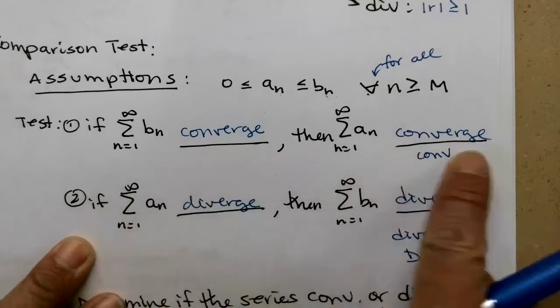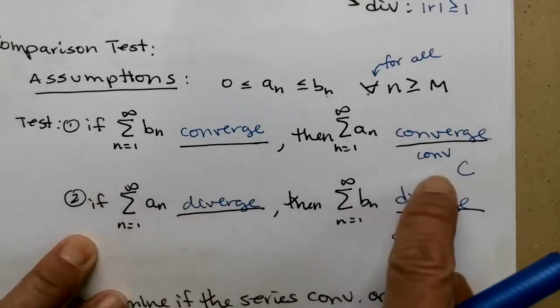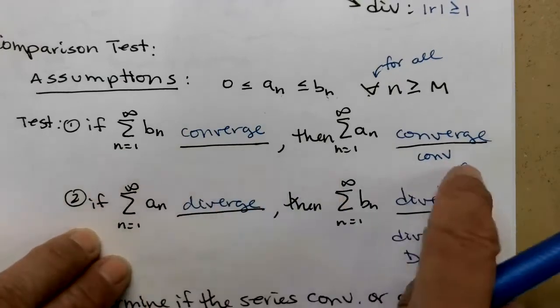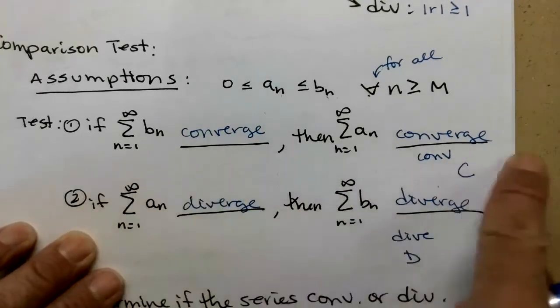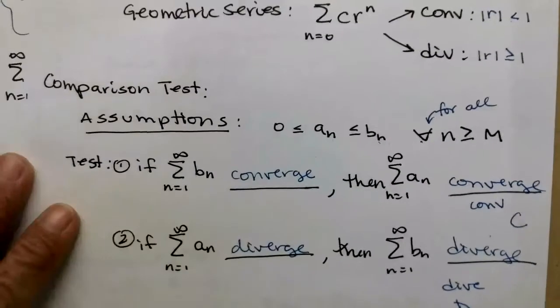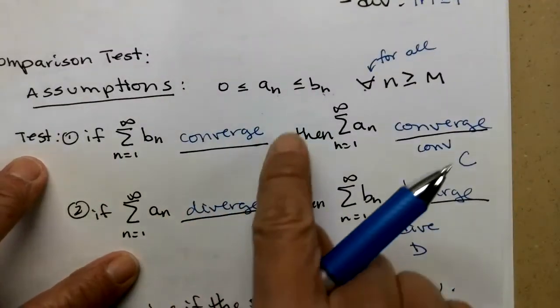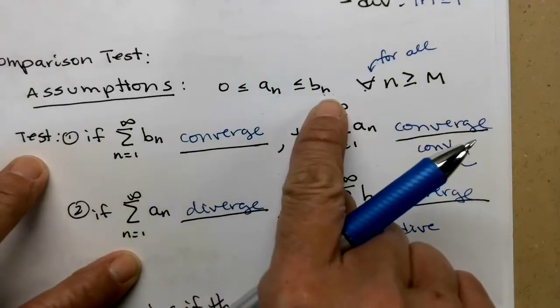Okay? If-then statements go one direction only. Only when you have the if and only if can you go either way. If you get one, then you get the other. Otherwise, it's one direction. Okay, so since we're thinking diverge, I need to come up with an a sub n that's always less than or equal to your b sub n's.